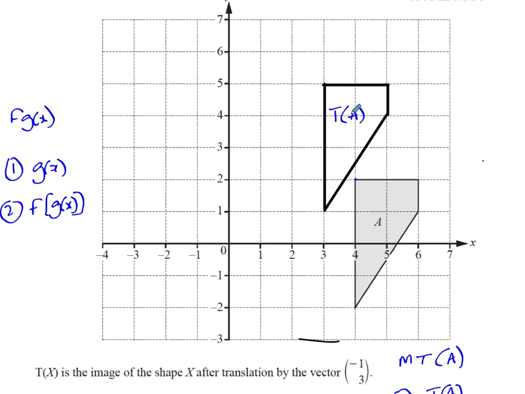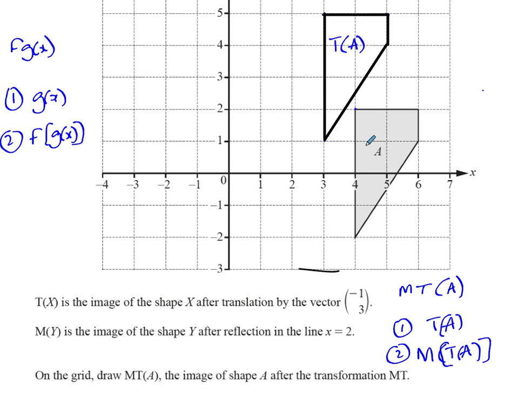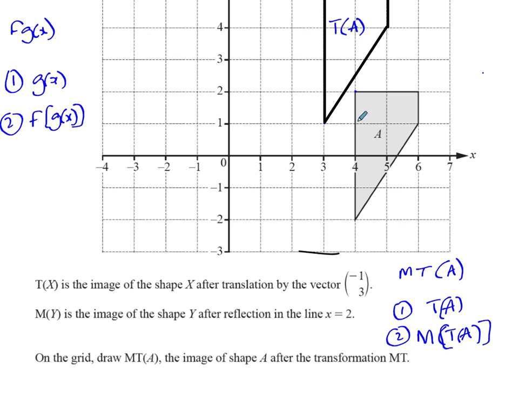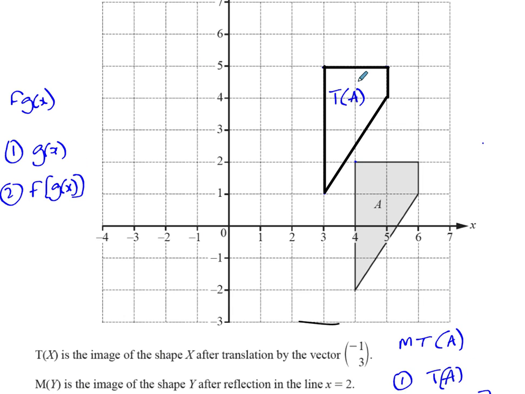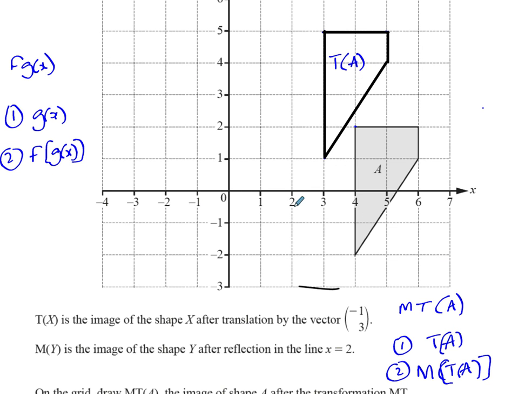That's the object A transformed by the transformation T, which is a translation by the vector (-1, 3). That's the first part. Then secondly, we've got to take our new position of the object A, and we've got to reflect it in the line x = 2.